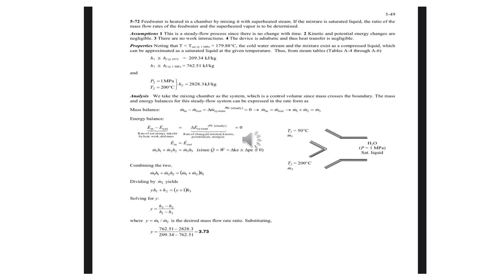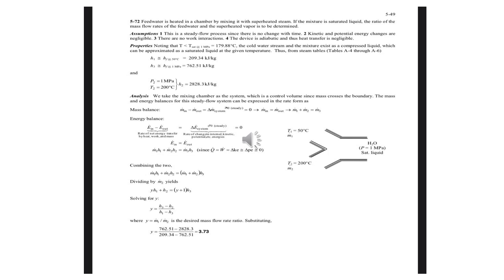Substituting M3 dot equals M1 dot plus M2 dot, we get M1 dot multiplied by H1 plus M2 dot multiplied by H2 equals M1 dot plus M2 dot all multiplied by H3, because we are substituting M3 equals M1 dot plus M2.